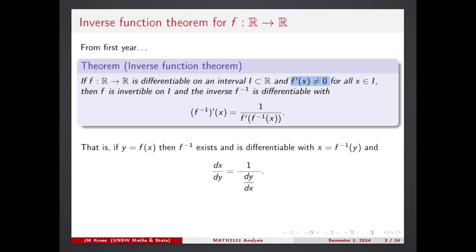We never expect the inverse to exist globally, like across the whole real line. We don't need that, and we never expect that. Inverse function theorem is a local result. It's a result which ensures existence of an inverse near some point. And the test for that point is the derivative being non-zero. That's what we know from the first year. And we also have the formula for the derivative of the inverse function, sorry. And here it is.